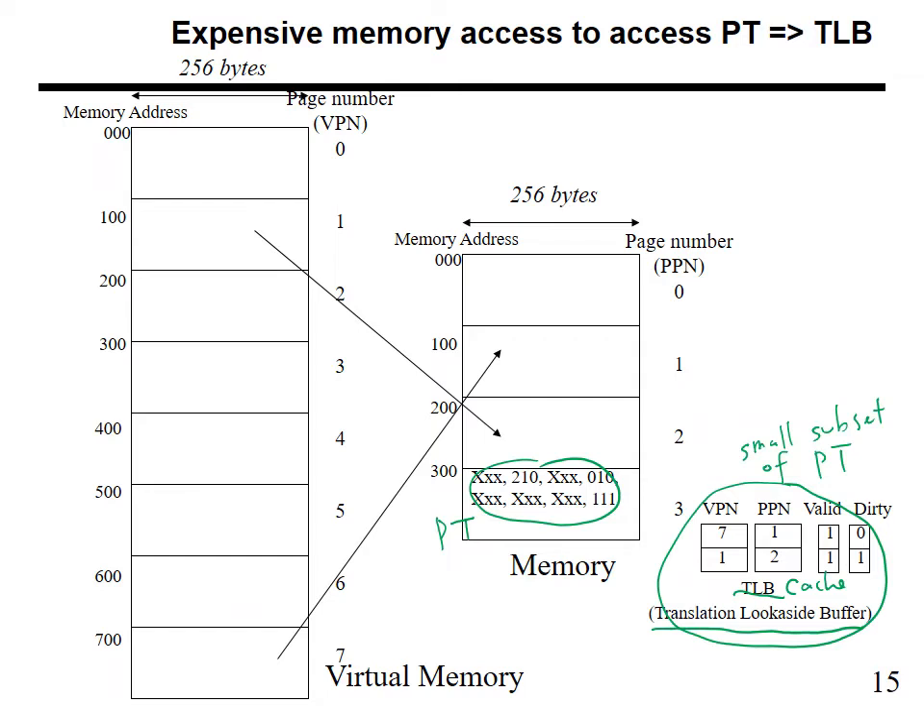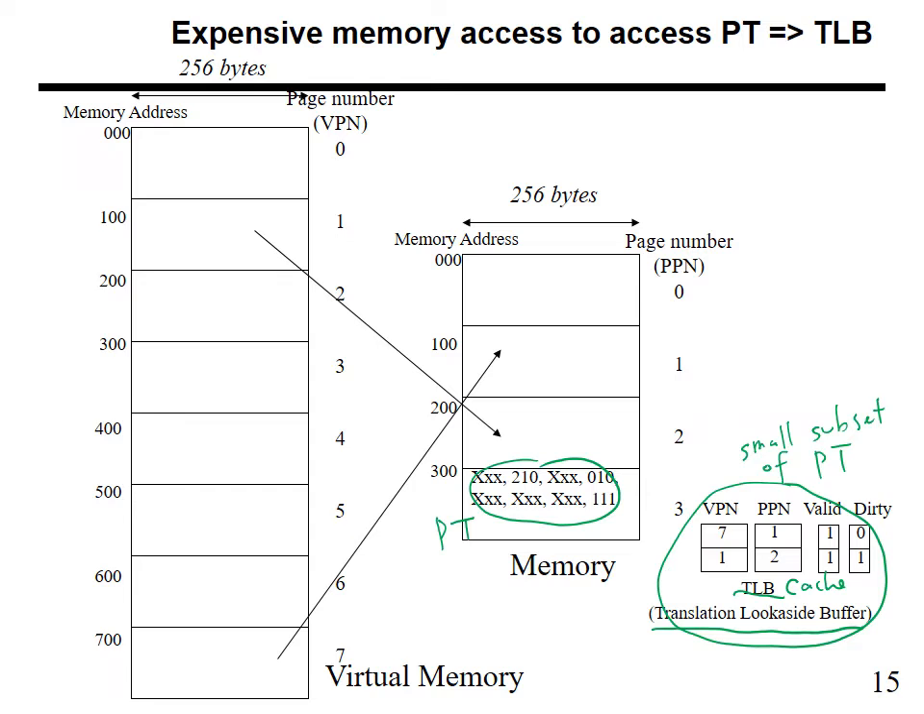So the best case, you're still consuming 100 cycles. That's not desirable at all. So we keep a small subset of the page table as a cache inside the CPU, and that is called the translation lookaside buffer. So this is a small subset of the page table, and it is inside the CPU.